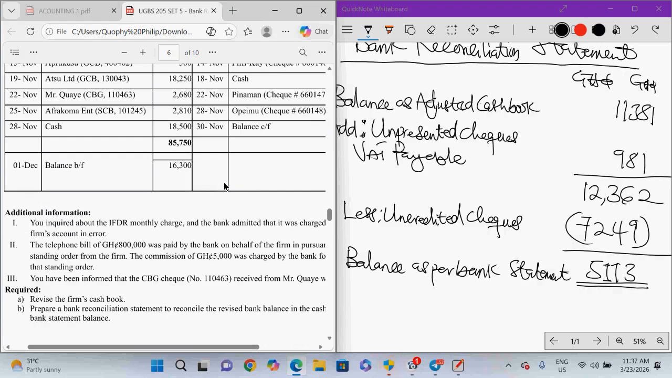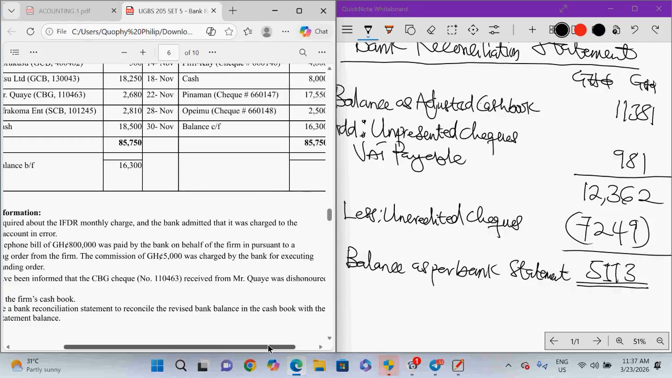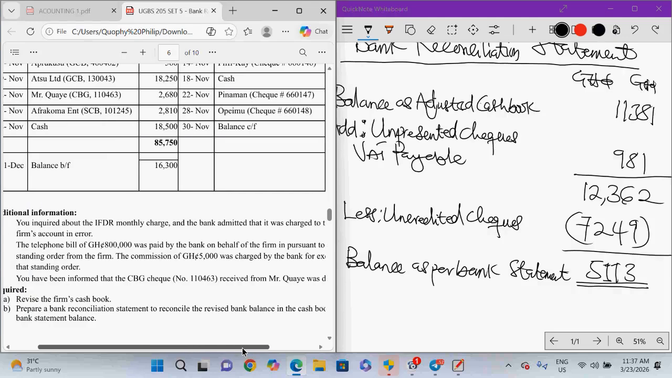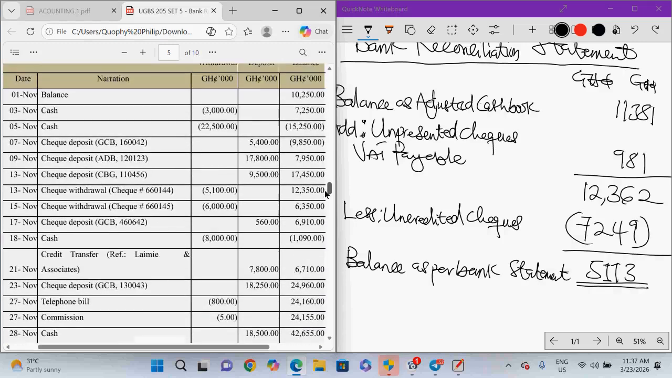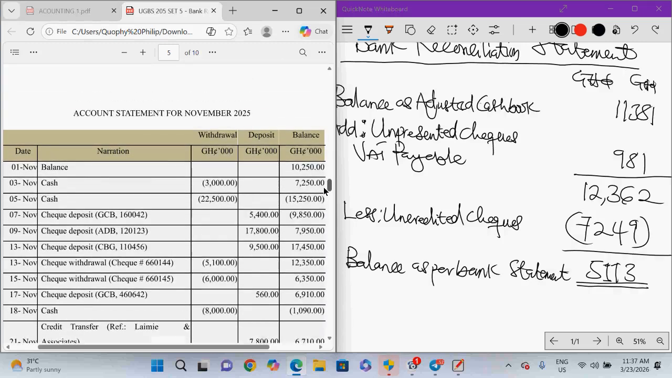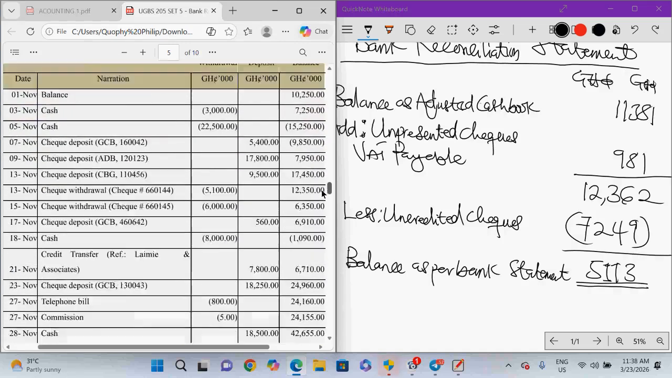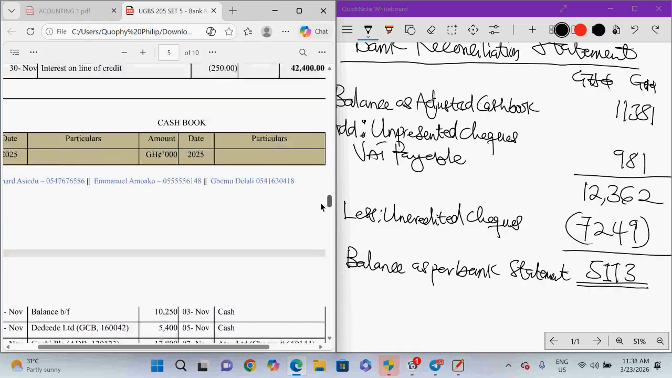You inquired about the monthly charge, and the bank admitted that it charged the firm's account in error. The telephone bill of 800 was paid by the bank on behalf of the firm pursuant to the standing order of the firm, right? The commission of 5,000 was charged by the bank for executing the order. So where is the telephone bill? I'm not going to solve this, but let's analyze it together and then look at a different one.